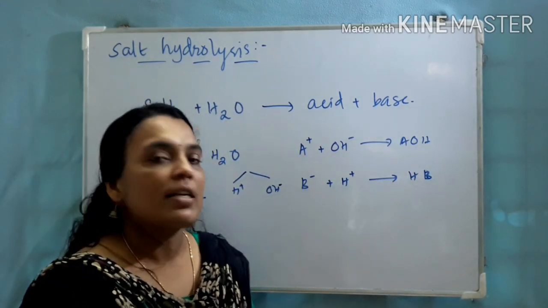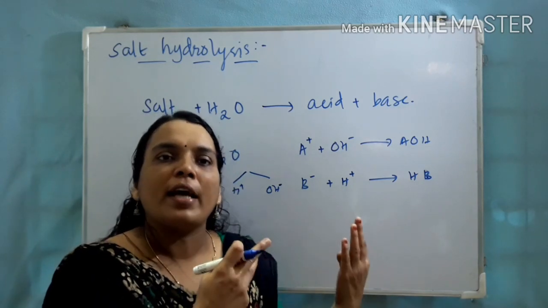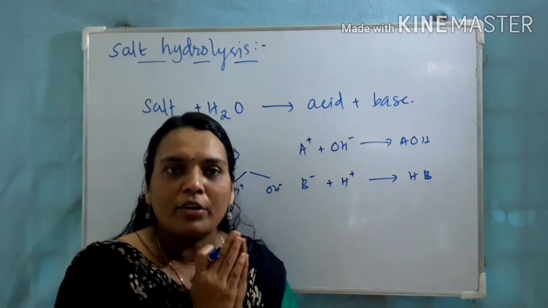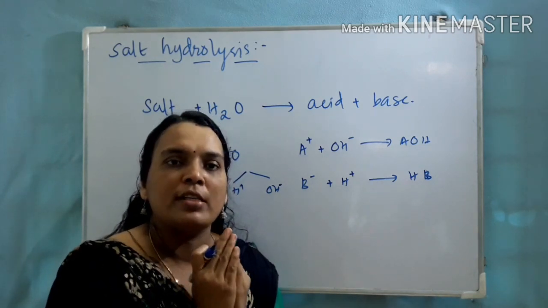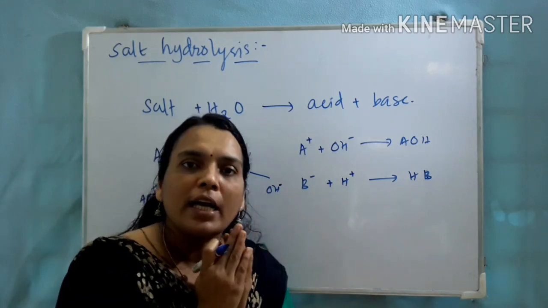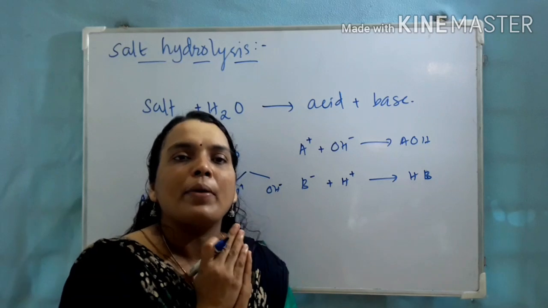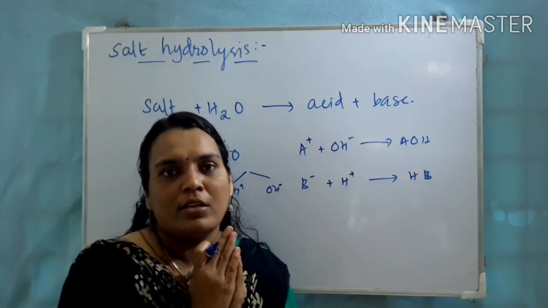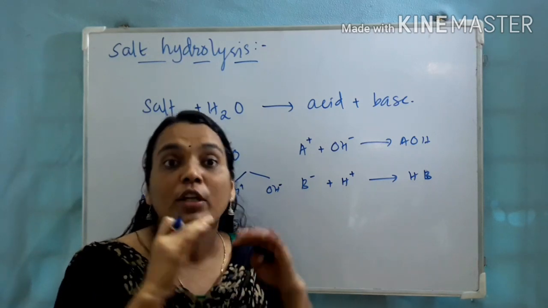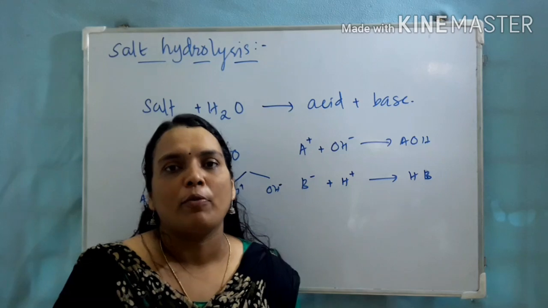In some salts, both A+ and B- undergo hydrolysis. In some cases only A+ undergoes hydrolysis. In another case only B- undergoes hydrolysis. In some cases, neither A+ nor B- undergoes hydrolysis. So let us see what types of salts there are. There are 4 different types of salts.